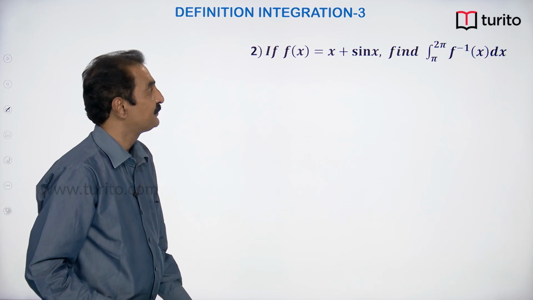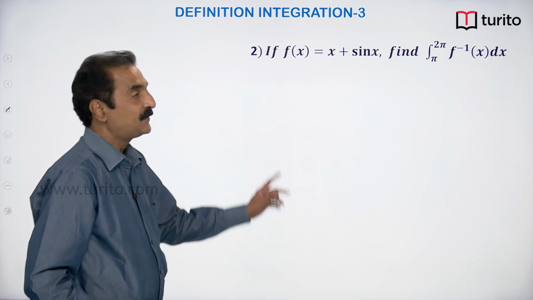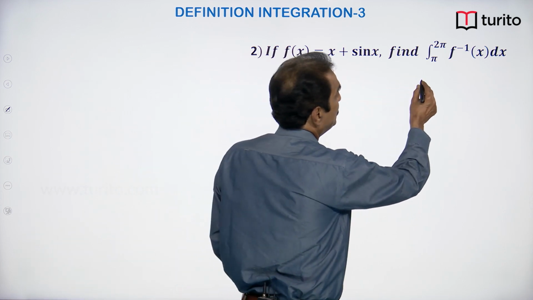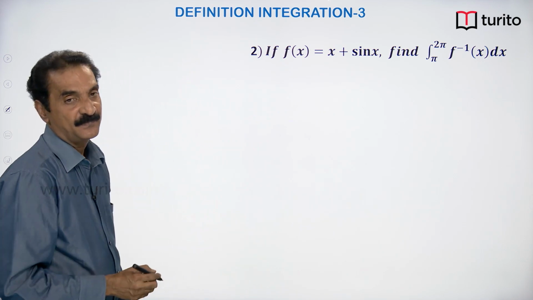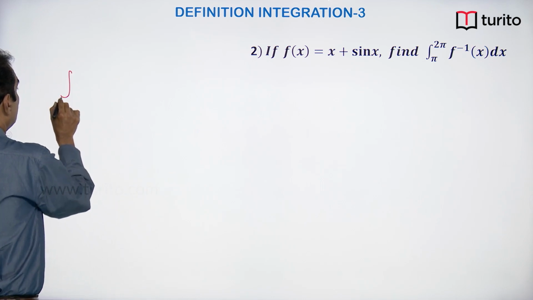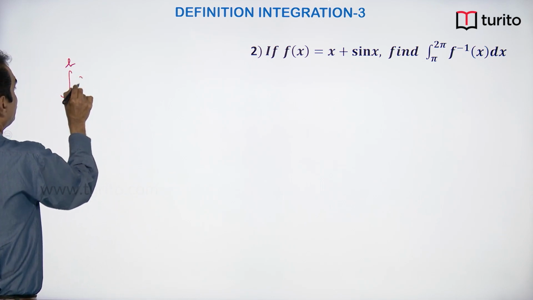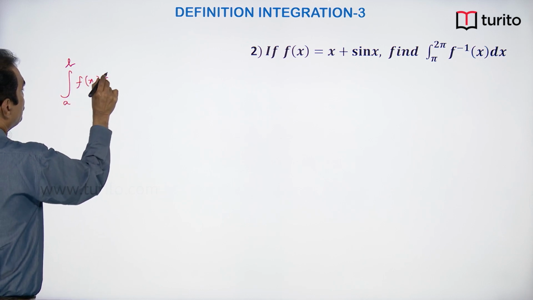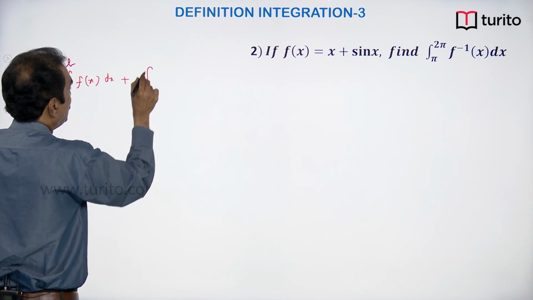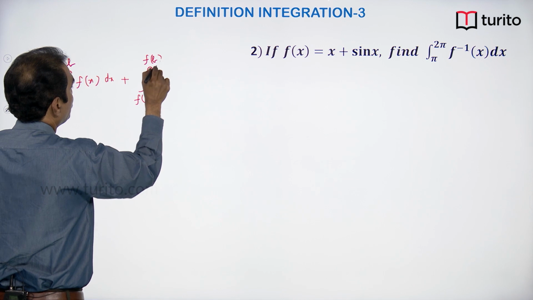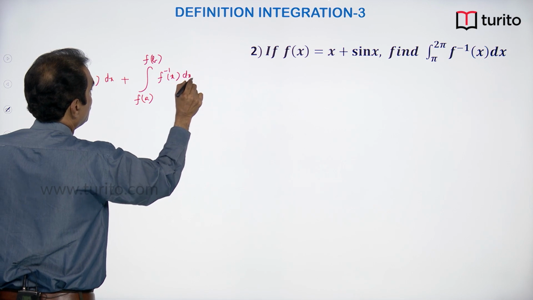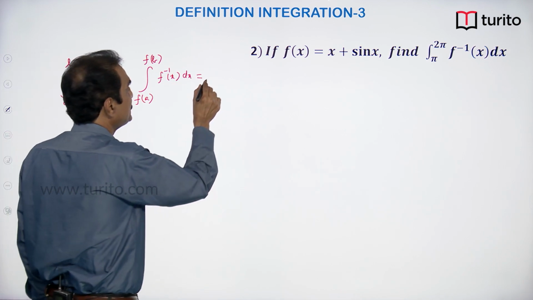Next question, if f of x is equal to x plus sin x, find integral pi to 2 pi f inverse x dx. If you remember, we have discussed and proved one formula, integral a to b f of x dx plus integral f of a to f of b f inverse x dx is equal to b f of b minus a f of a.